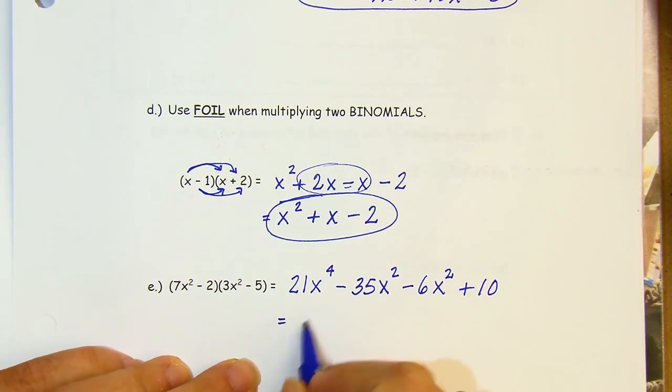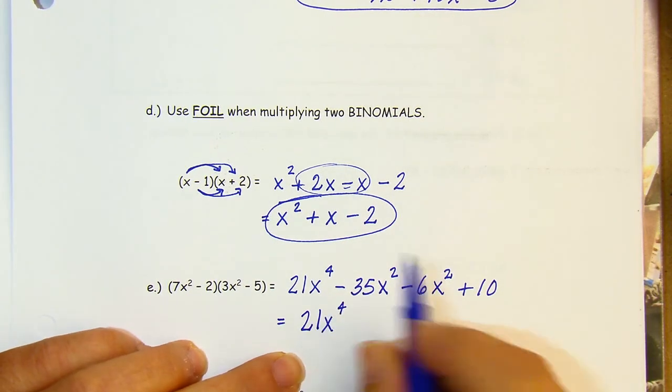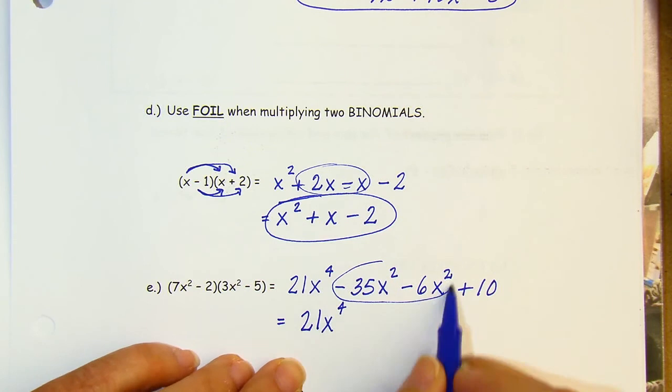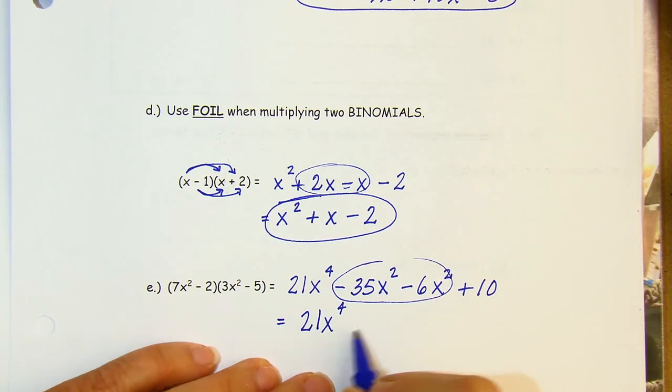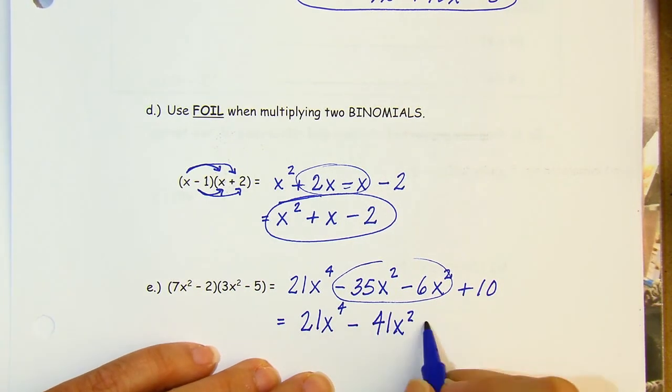Combine your middle terms. 21x to the power of 4. Right here, these guys going to give me negative 41x squared plus 10.